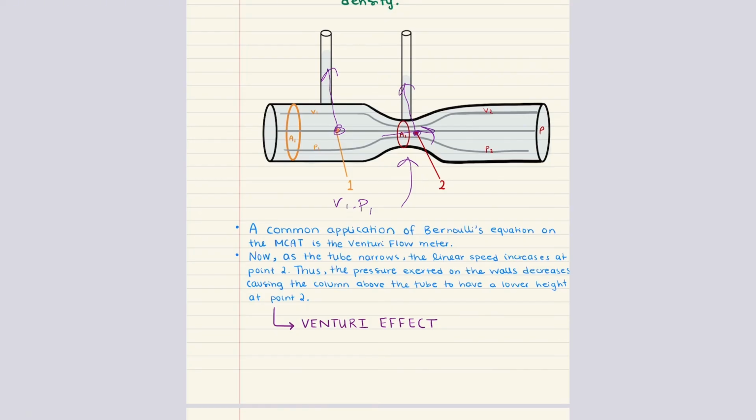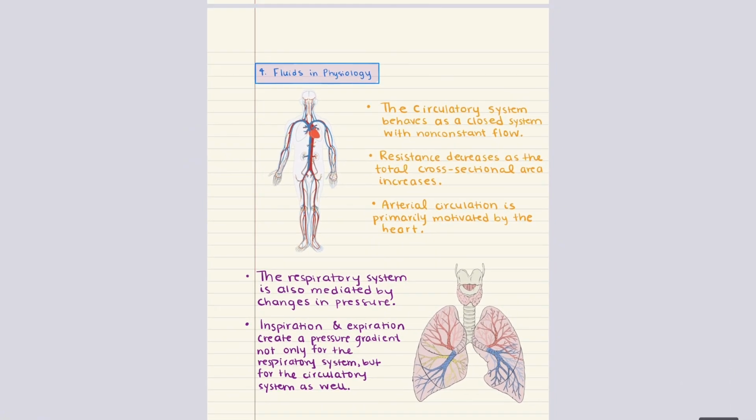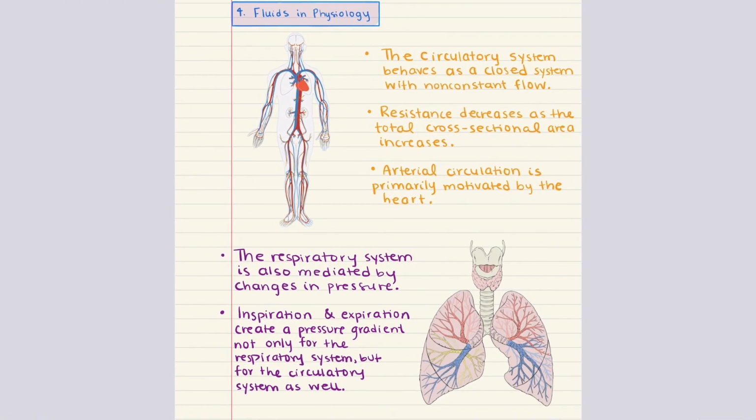And we're going to see a little bit of that in our last and final objective, where we discuss fluids and physiology. To wrap up our exploration of fluid dynamics, we now want to turn our attention to the role of fluids in the human body, particularly within the circulatory and respiratory systems. These systems, though complex, are governed by the same principles of fluid dynamics and pressure that we've been discussing until this point. The circulatory system behaves as a closed system, meaning that blood circulates in a loop throughout the body, and it's propelled primarily by the heart.